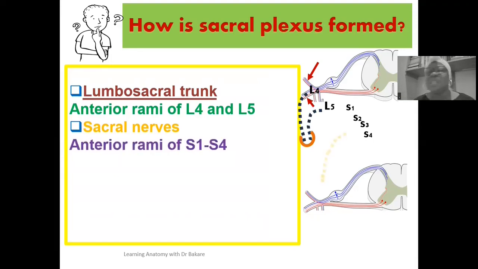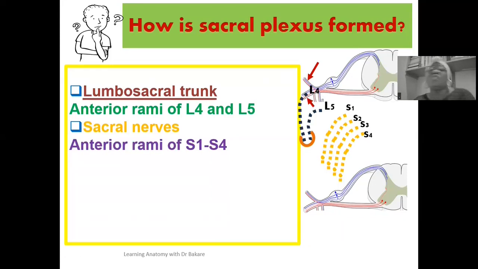And of course, this will emerge at this form here, highlighted in dotted yellow from S1, S2, S3, and also S4. But it's good for us to know that these contributions are from the anterior rami of the sacral spinal nerves of this region. So all the anterior rami will come together to form the sacral plexus.